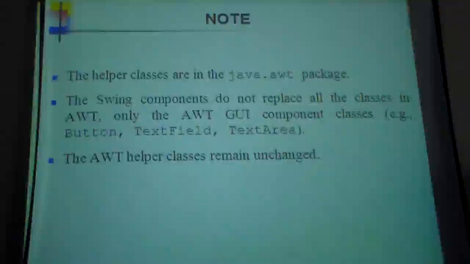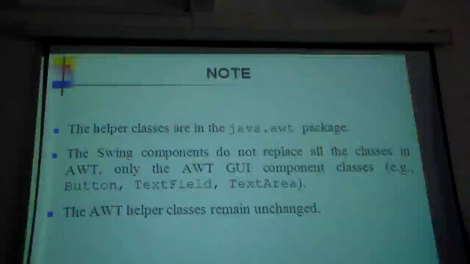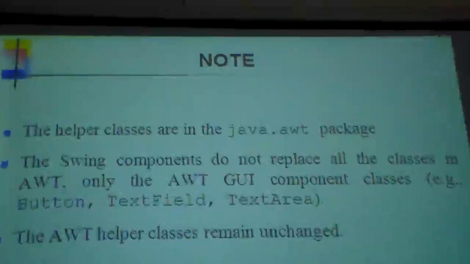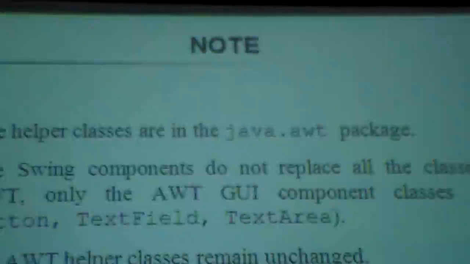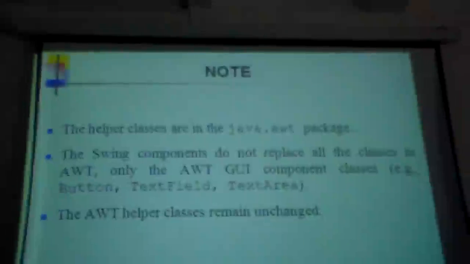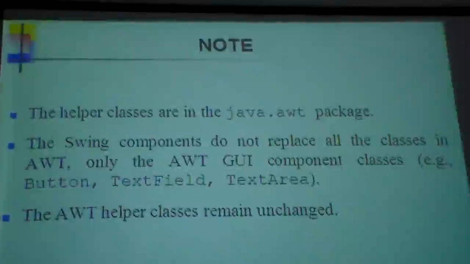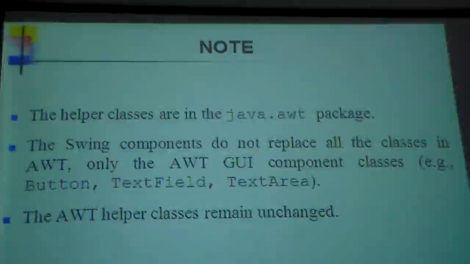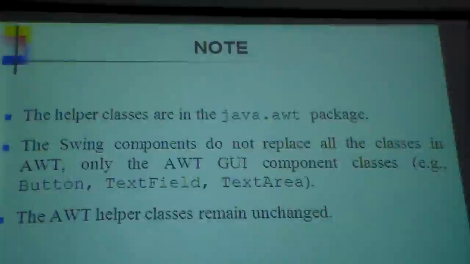So the helper classes, as we said, are in the java.awt package, and the Swing components do not replace all the classes in AWT. This is the summary of what we said: only the AWT graphic user interface classes, like Button and TextField, change from this type to JButton and JTextField, which are in Swing. And we said the AWT helper classes remain unchanged until now.